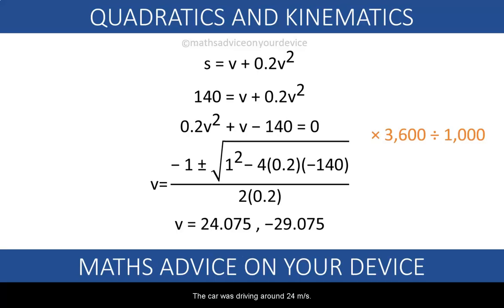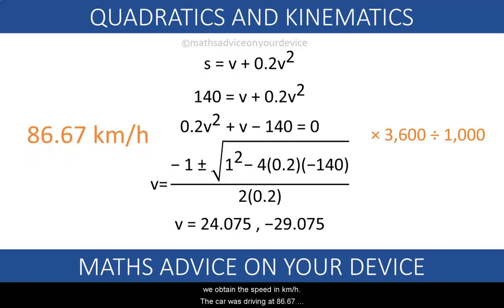Multiplying this by 3,600 seconds in 1 hour and dividing it by 1,000 meters in 1 kilometer, we obtain the speed in kilometers per hour. The car was driving at 86.6 kilometers per hour, a bit too fast for driving inside the city.